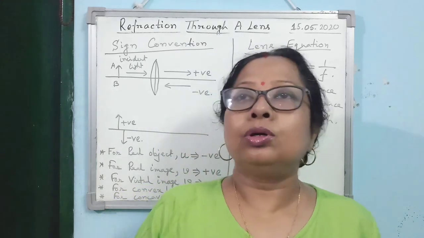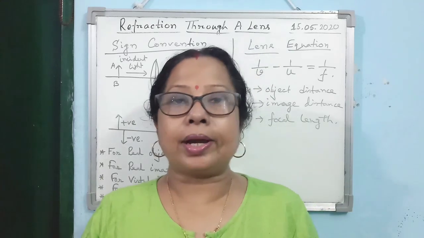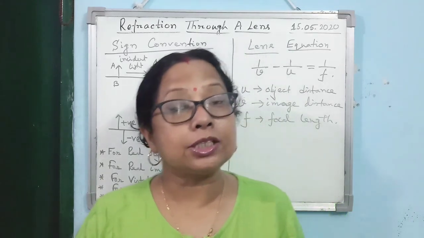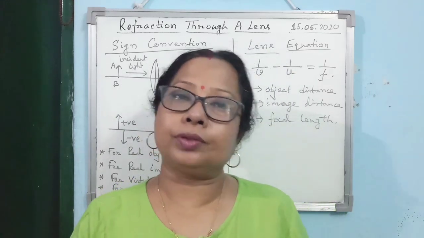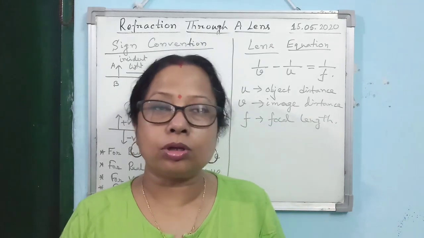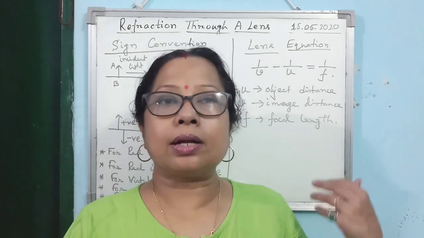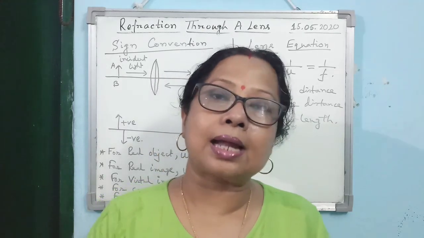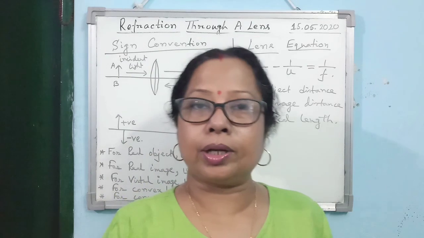Now for the lens sign convention, the first point is that all the distances should be measured starting from the optical center of the lens. I am not writing on the board because you told me that you are facing some problem seeing the board properly. So I am just dictating to you, just like in the real class. Please note down point-wise.